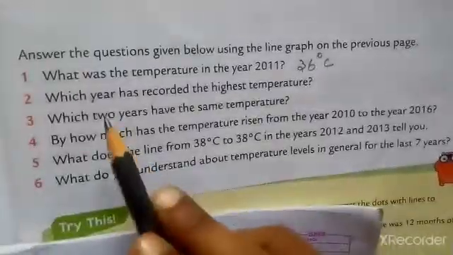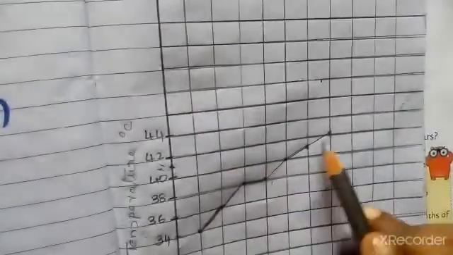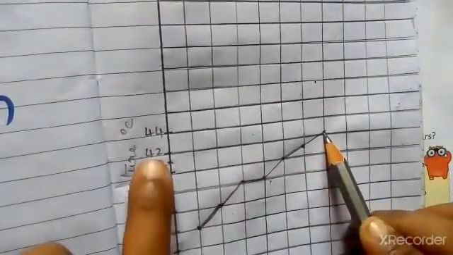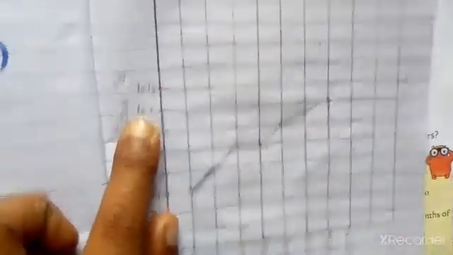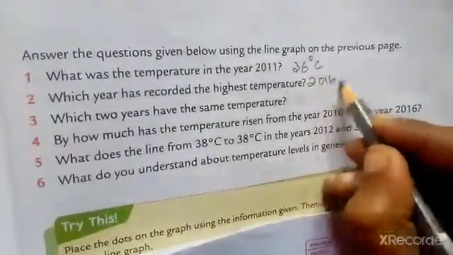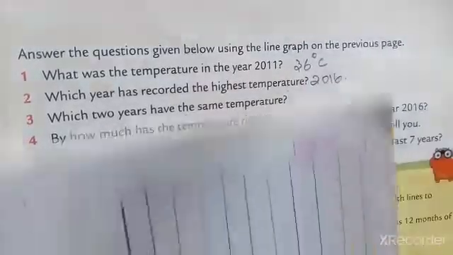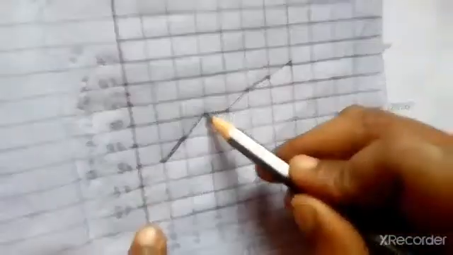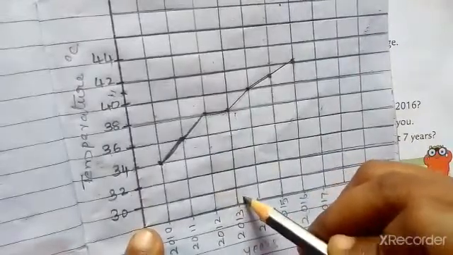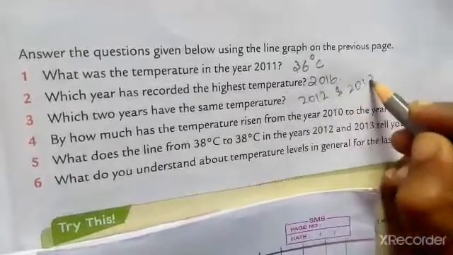Look at the second question. Which year has recorded the highest temperature? For that you have to look at the graph. Yes, 42 is the highest temperature, and in which year? It is 2016. So the answer is 2016. Then, which 2 years have the same temperature? As I said, where the line is the same, the sleeping line. Which are those 2 years? 2012 and 2013. So you can write 2012 and 2013.